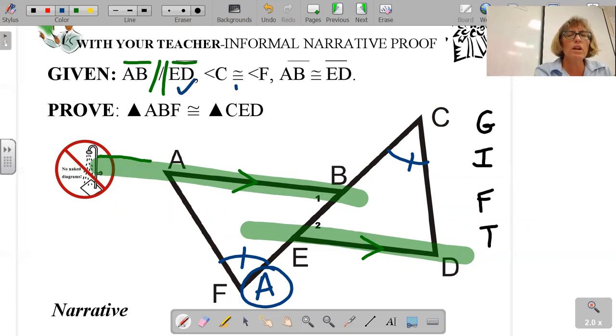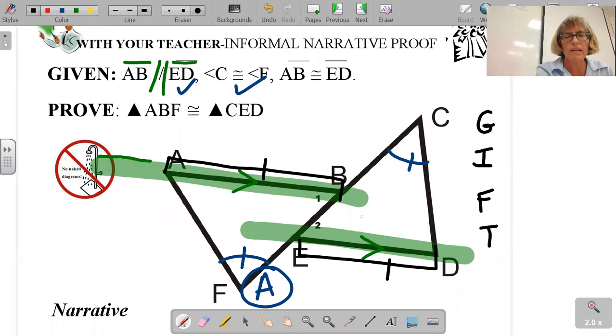Okay, so I've done this one, I've done this one. And also AB and ED is congruent. AB, the segment, and ED, the segment. Not only are they parallel, they're also congruent. That's an S. Good. I've got that, got that, got that.